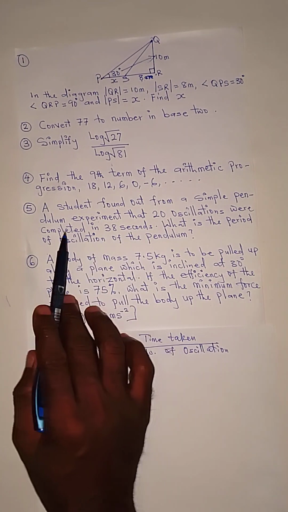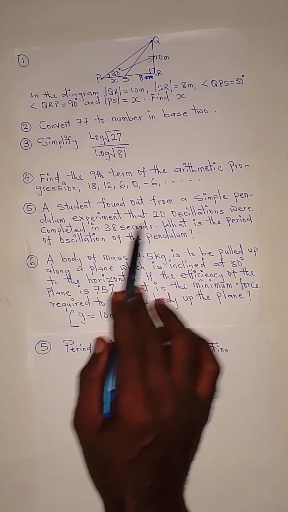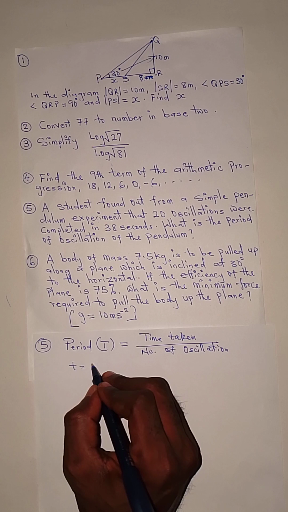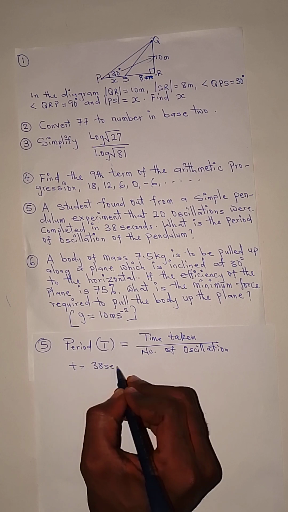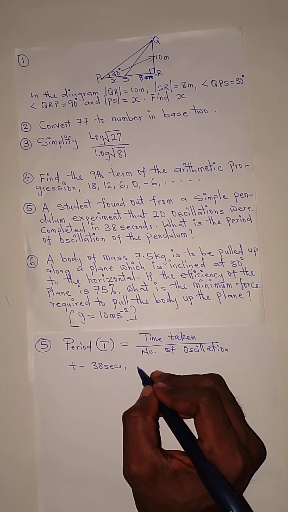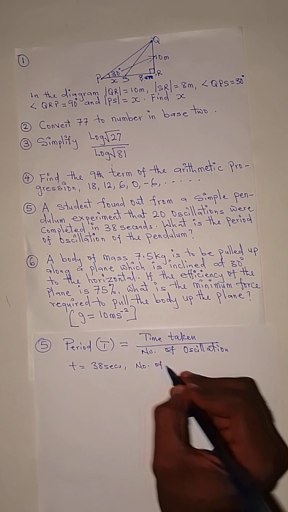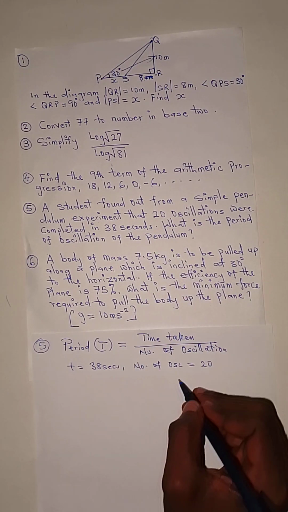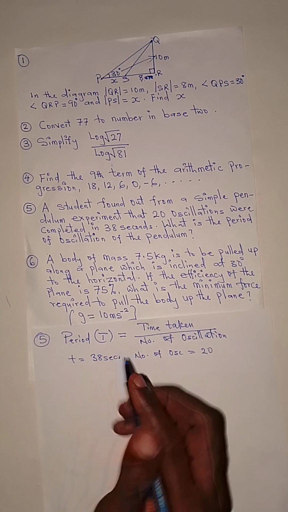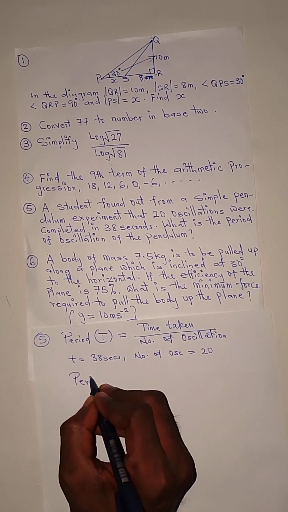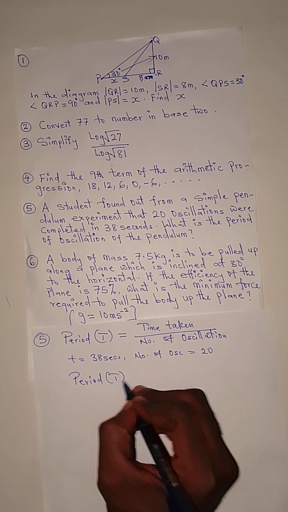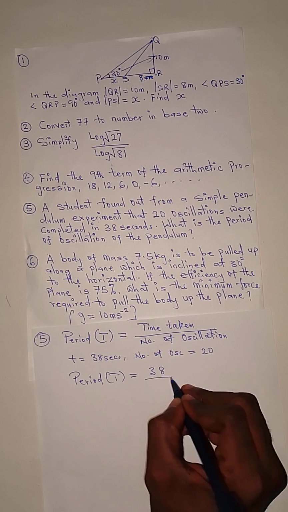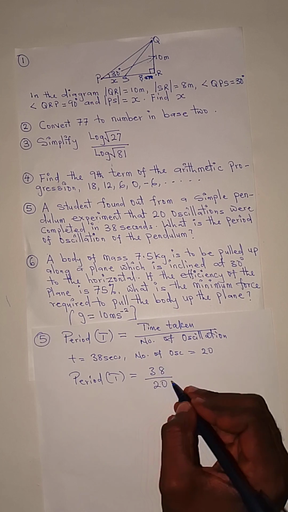Now from the question, the time taken to complete this 20 oscillation is what? 38 seconds. So we can say that T is equal to 38 seconds. Then the number of oscillation is equal to what? 20 oscillations. So now we can say that the period which is given as T is equal to time taken is what? Time taken is 38 all over number of oscillation is 20.